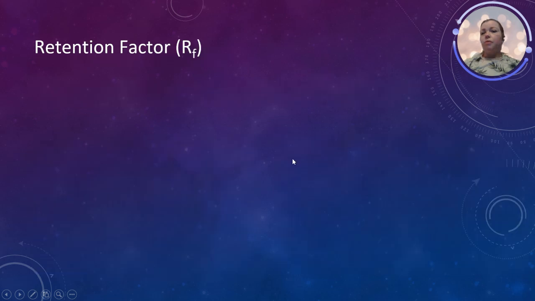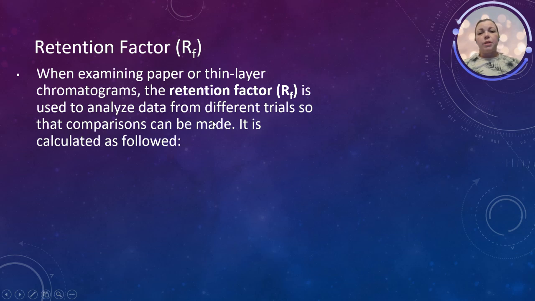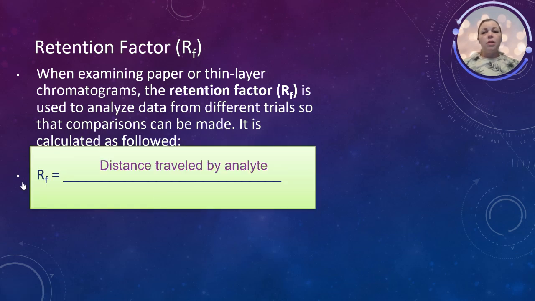Okay, moving forward. Then we can do calculations with chromatography, and that calculation is called a retention factor, which is Rf. When we're examining paper or thin layer chromatograms, the retention factor is used to analyze the data from different trials so that comparisons can be made. We calculate it in this way: Rf is the distance traveled by the analyte over the distance traveled by the solvent.